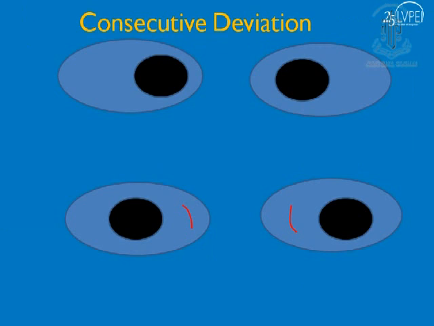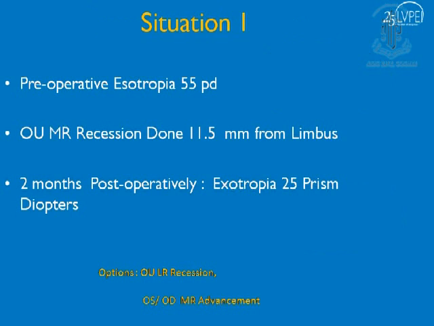In consecutive deviations, suppose this patient had an esotropia and underwent MR recession in both eyes. We may take the three scenarios again. The first scenario is where we know the measurements, what was done for the patient. We have a patient with 55 PD esotropia, and the patient undergoes MR recession of 11.5 millimeters from the limbus, and 2 months postoperatively the patient lands up with an exotropia of 25 prism diopters. So how would we like to operate on this patient?